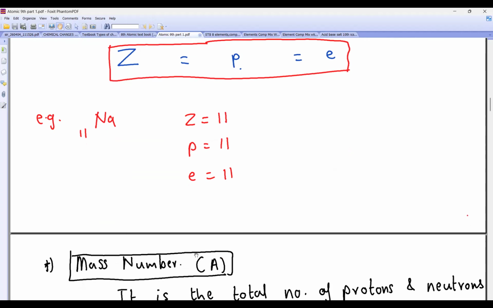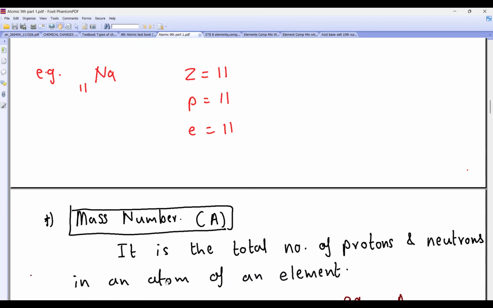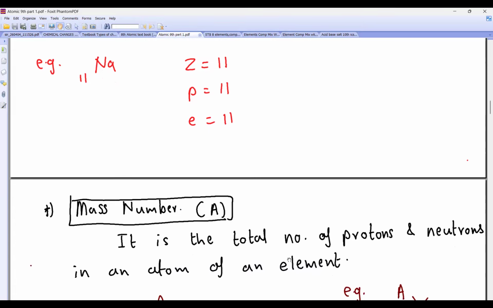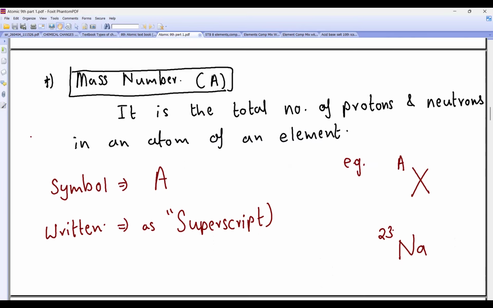Now, mass number. It is the total number of protons and neutrons in an atom of an element. What is the symbol for this? It is written as superscript, on the top. So if I write sodium 23, it means its mass number is 23.